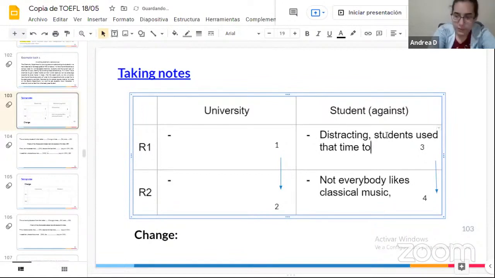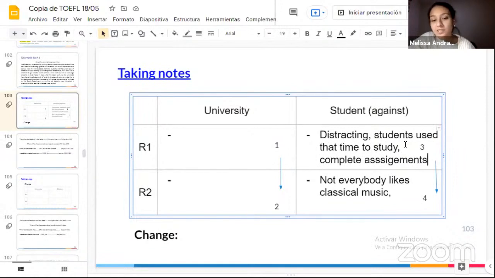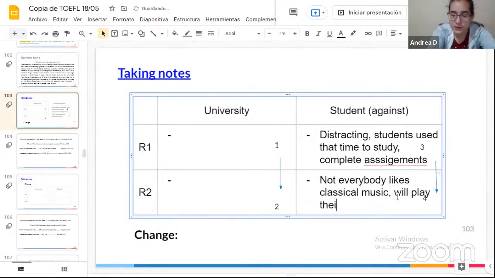Okay, so perfect. That's great. Yes, they use the meal times, the time in which they want to play the music, to study, to complete assignments, and everything else. Okay, anything else? And also, for the second reason, some students don't like classical music and they are going to play their own music on their MP3. Okay, that's perfect. Yes, they will play their own music.